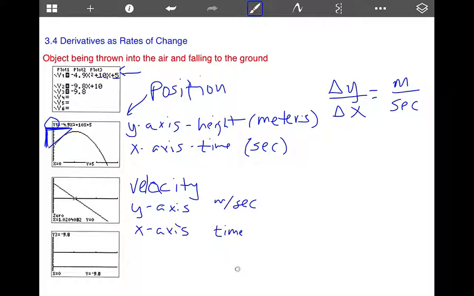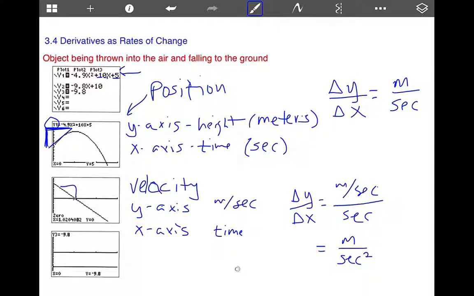Now, if I were to calculate the slope of this and take the change in y over the change in x, then that is equal to meters per second per second, which comes out to be meters per second squared. This is acceleration. Acceleration is the derivative of my velocity.